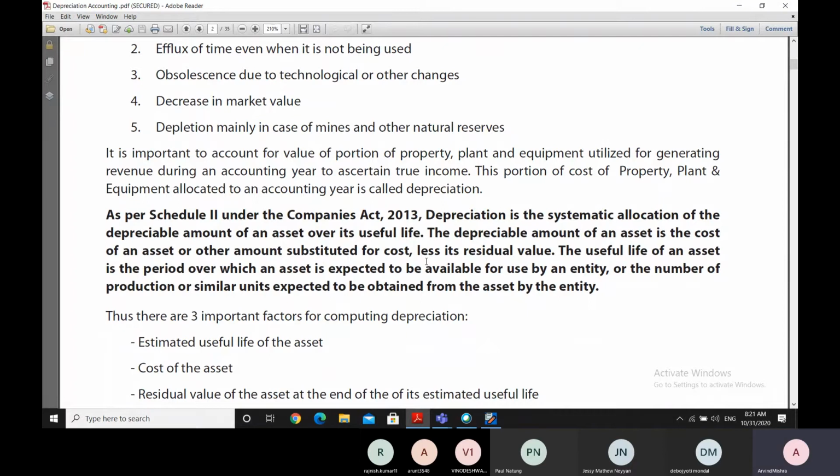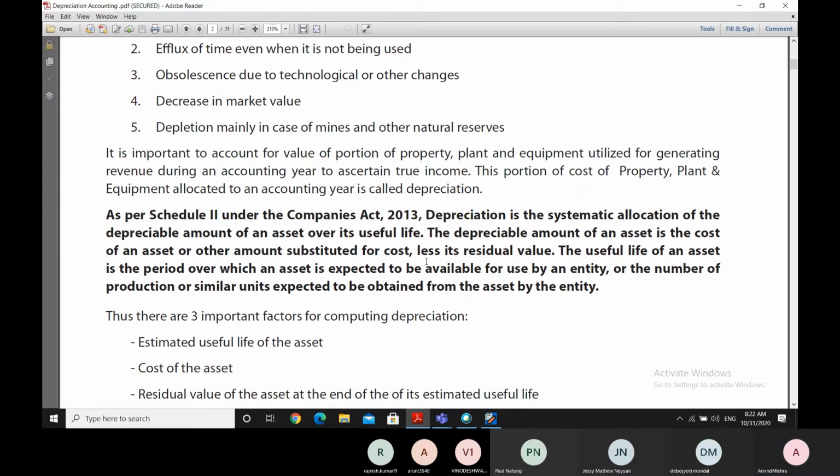The useful life of the asset is the period over which this asset is expected to be available for use by an entity, or the number of production units that are expected to be obtained from the asset by the entity. So useful life can be seen in terms of the period for which it can be used, or in terms of the production units which are expected to be obtained from the asset by the business.